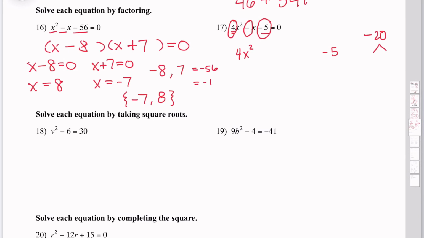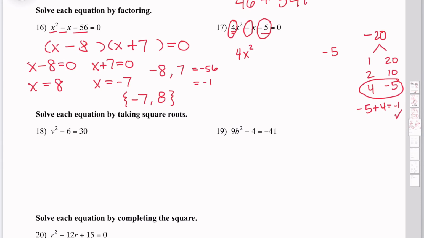If we write out factors of negative 20, we have 1 and 20, 2 and 10, 4 and 5. Of these pairs, which one can potentially add up to negative 1? The last one. We need to assign a negative to the 5. That way, if we were to add them, negative 5 plus 4 equals negative 1, which is what we wanted.